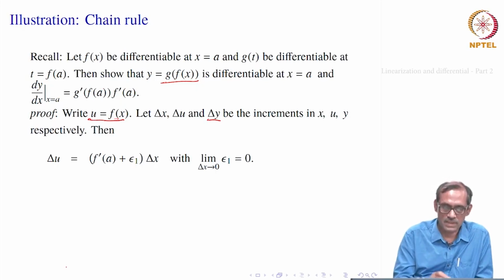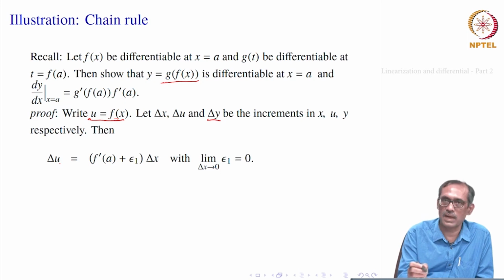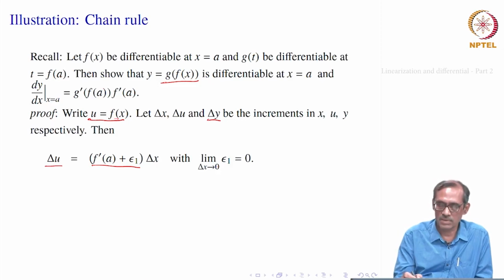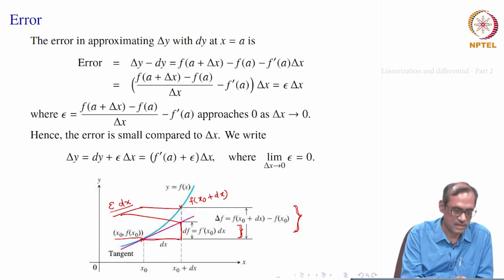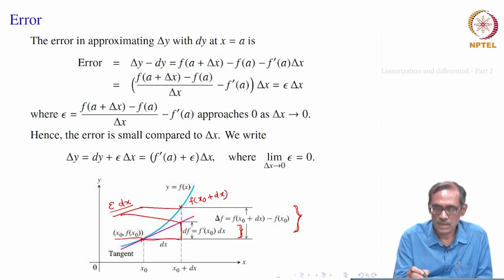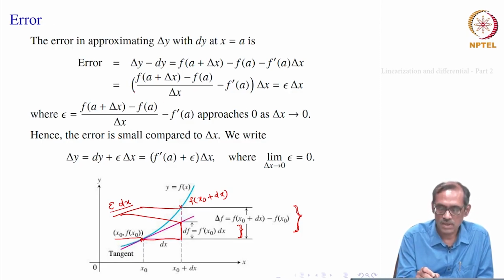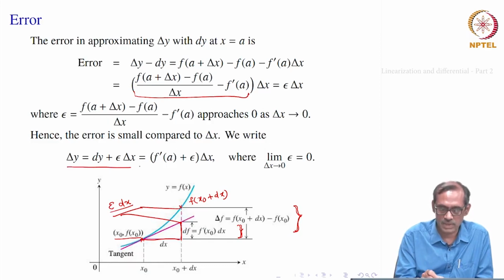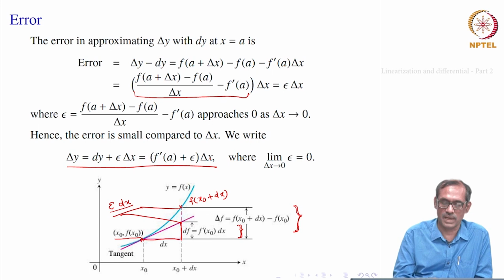Then what happens? First thing is, as we have seen earlier with that error analysis of the linearization, you can write increment in u, delta u, equal to f prime a plus epsilon 1 times delta x, where the limit of this epsilon 1 equals 0 when delta x approaches 0. Okay. Is that clear? We can go back. You can write the error is equal to this times delta x plus this. So, delta y can be written as f prime a plus epsilon times delta x.